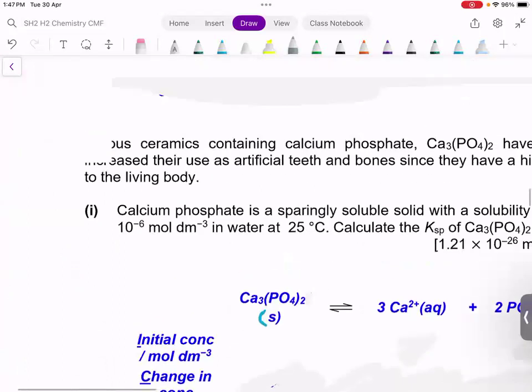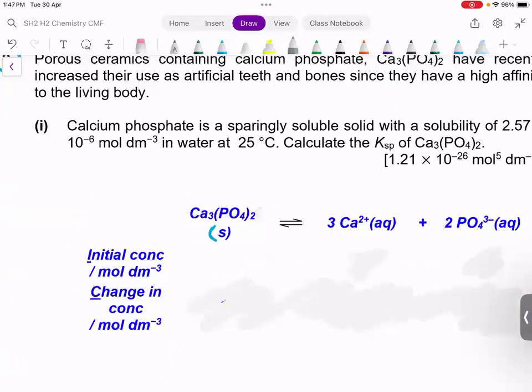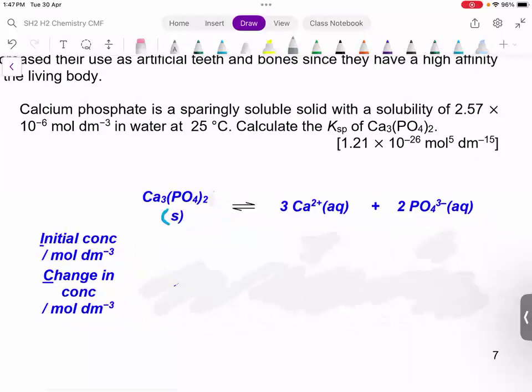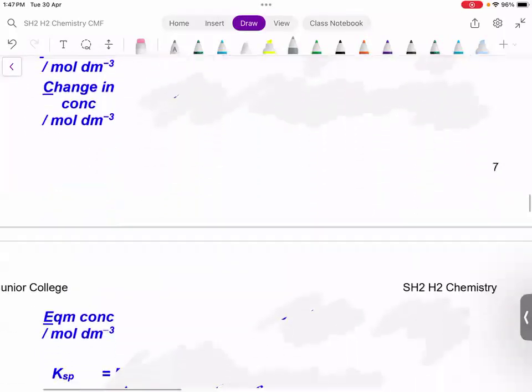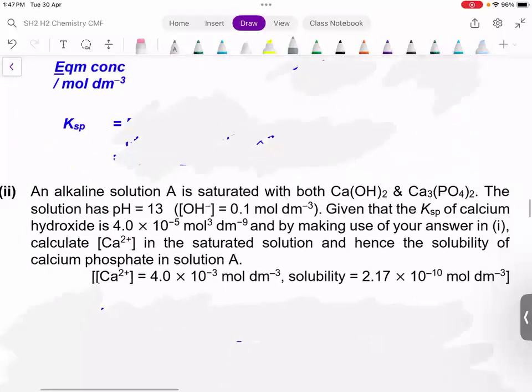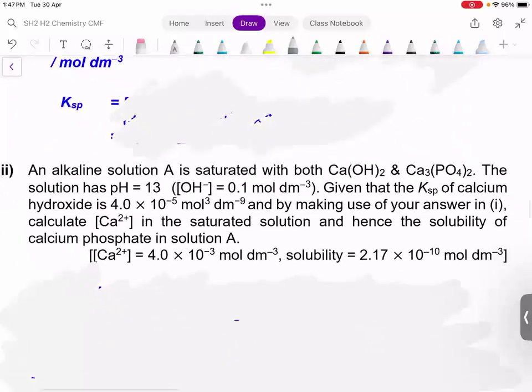So for this part, no problem, right? You can calculate the Ksp. The numerical answer is already given, so I assume you can do it, right? So no problem. For the next part, we are to work with solution A.